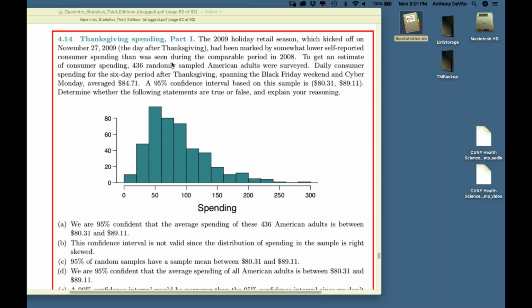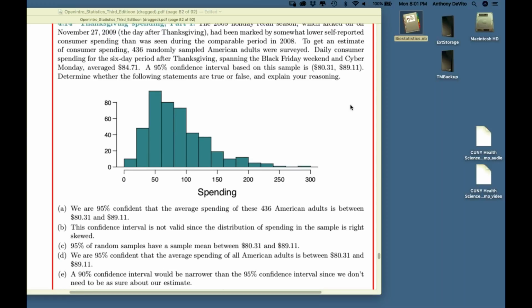The 2009 holiday retail season, which kicked off on November 7th. Now it probably kicks off, it's Christmas season now, I think in about a month, right? Have been marked by somewhat lower self-reported consumer spending seen during a comparable period. To get an estimate of consumer spending, 436 randomly sampled American adults were sampled. Daily consumer spending for the 6-day period after Thanksgiving, spanning Black Friday, and so on. So running averaged $84.71. The 95% confidence interval based on this sample is 80.31 to 80.91. They've calculated this for you.